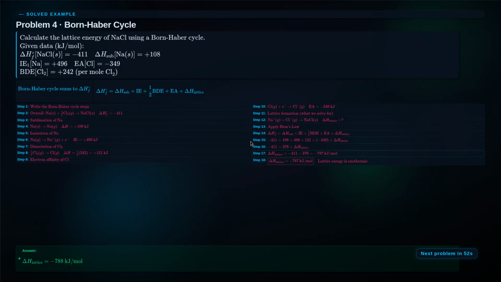Step 5. Lattice formation is unknown. Na plus Cl minus forms NaCl solid. Step 6. Apply Hess's law. Negative 411 equals 108 plus 496 plus 121 minus 349 plus lattice energy. Solving gives lattice energy equals negative 787 kilojoules per mole. This large exothermic value explains why ionic compounds are stable.